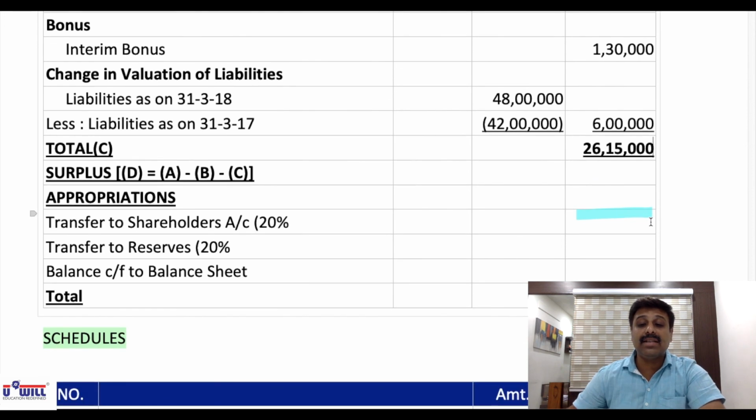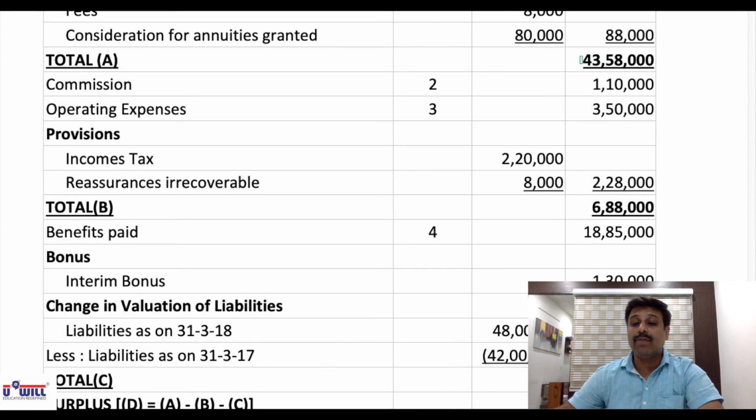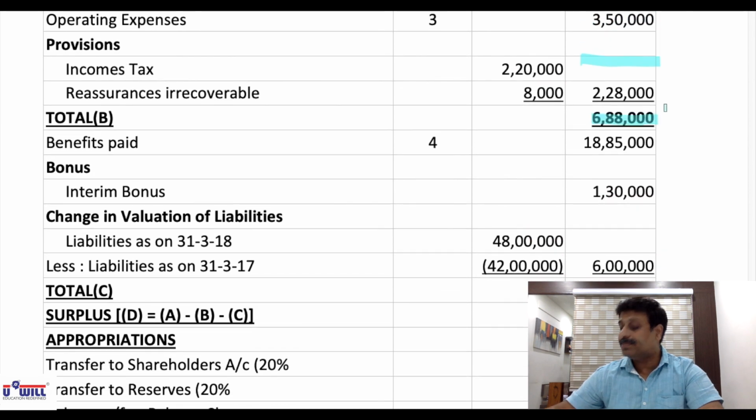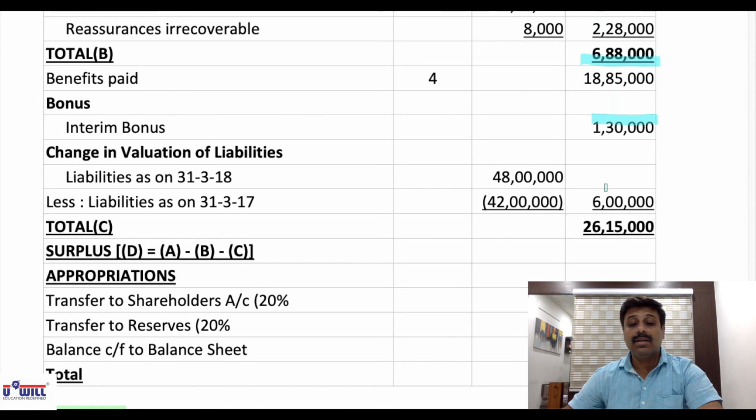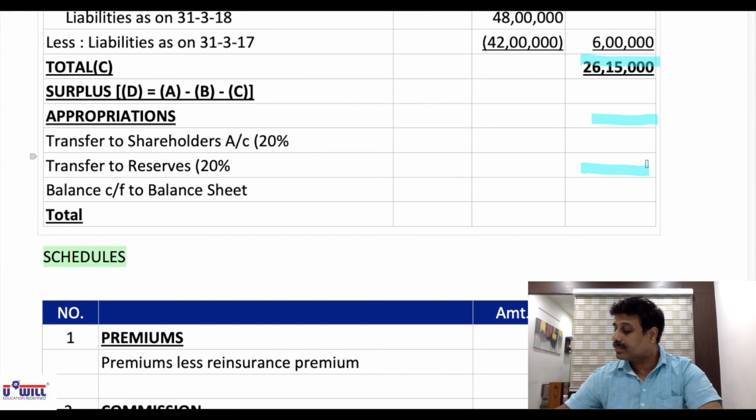Now we can find the surplus, that is D equals A minus B minus C. So D, let us do it in the calculator: 43,58,000 minus B, that is 6,88,000, minus C, that is 26,15,000. So that comes to 10,55,000. Surplus is 10,55,000.